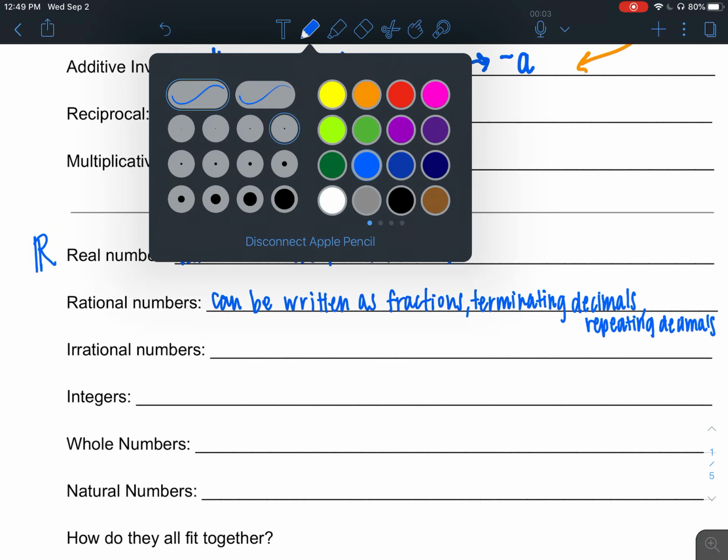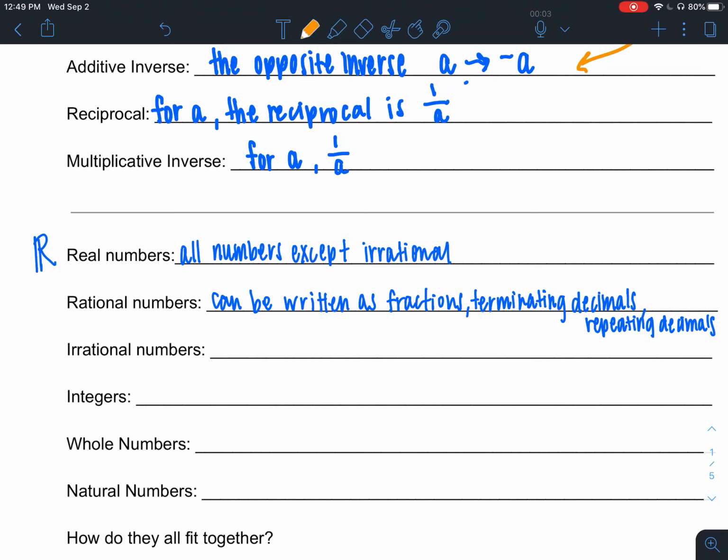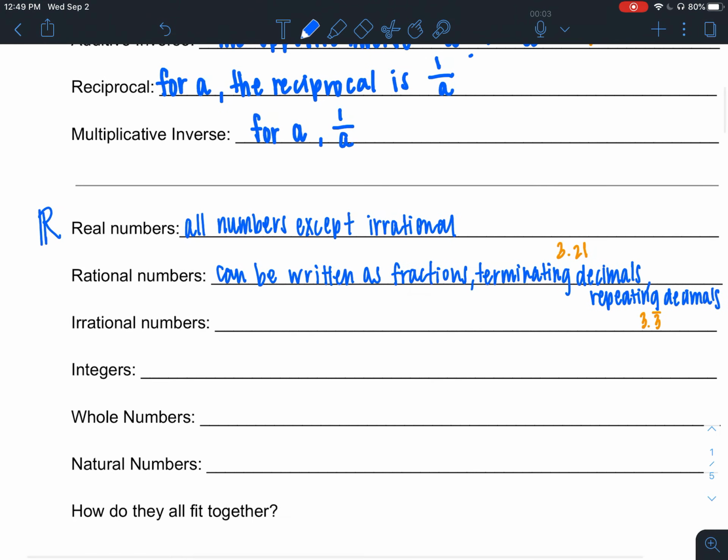Okay, some examples of those would be like 3.21, and a repeating decimal would be like 3.3 repeating. And then any fraction. If you can write a number as a fraction, then it is a rational number. An irrational number is no fractions. So if it can be written as a fraction, it's not irrational. Or non-terminating.